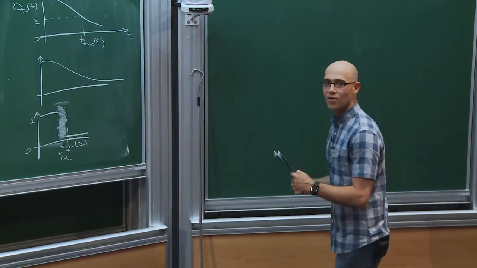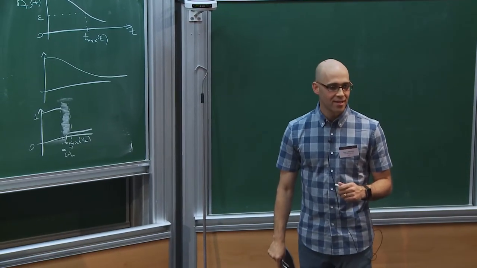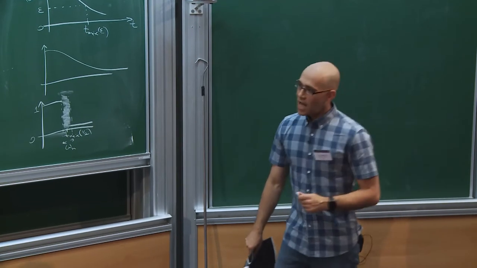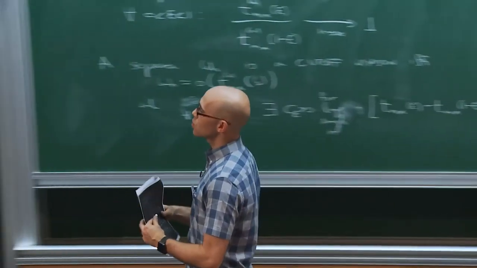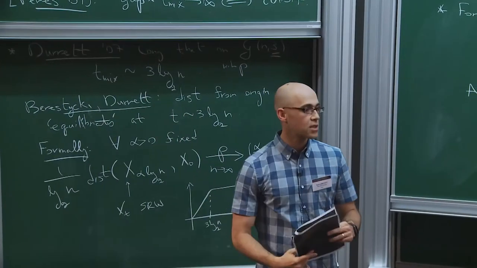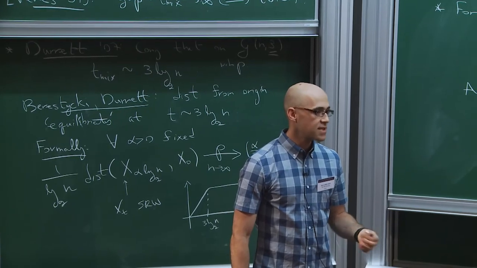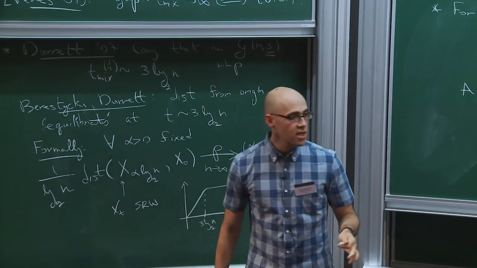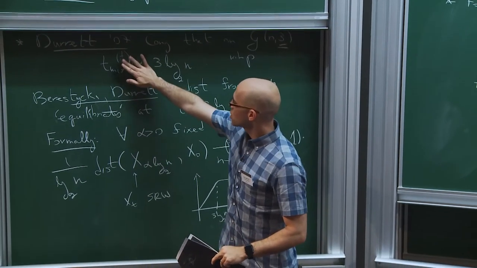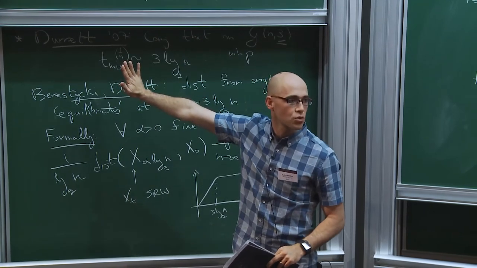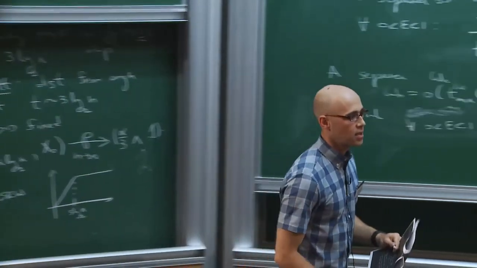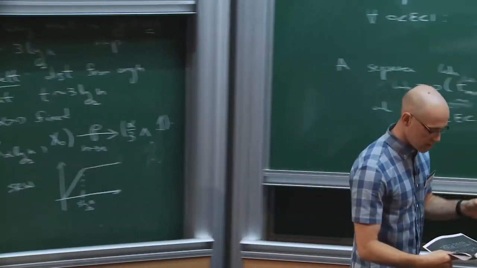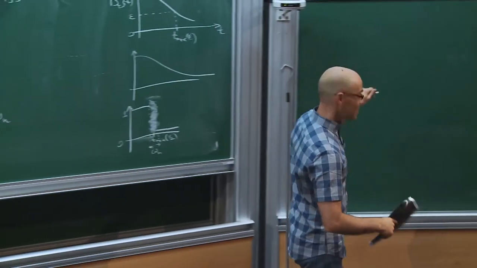You say the conjecture is that t-mix is 3 log n. Is that for a particular epsilon, or are you saying that's cut off at...? Okay, so Durrett just said, when you say t-mix and don't say anything, usually you mean the standard one, which is either 1 over 4 or 1 over e. And when Durrett made the conjecture, he just meant, okay, this is t-mix, and this is what it should mean. But what we'll see, and this is what I'm going to get to right now.